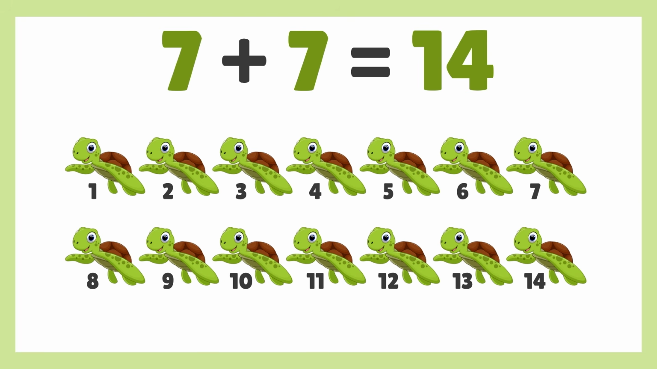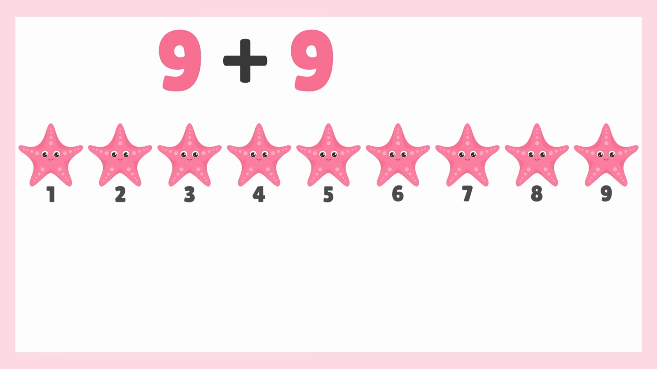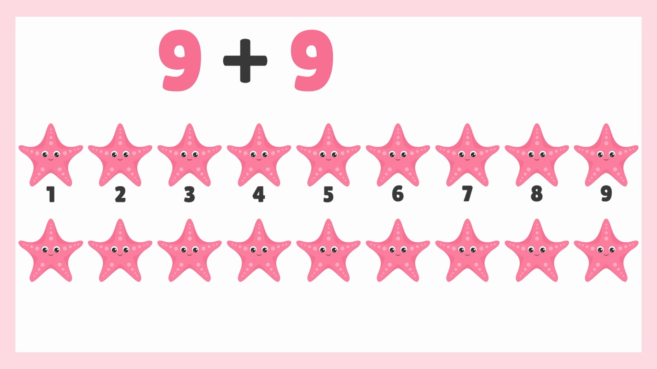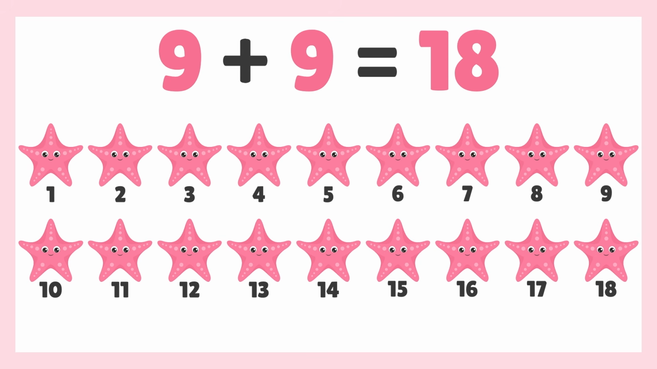Let's do one more example. Let's say we have 9 plus 9. Look at these starfish. There are 9 starfish in this row. Let's double these starfish and add another row of 9. Let's count on from 9 to see how many more starfish we have. 10, 11, 12, 13, 14, 15, 16, 17, 18. Great! There are 18 starfish in all. So 9 plus 9 equals 18.